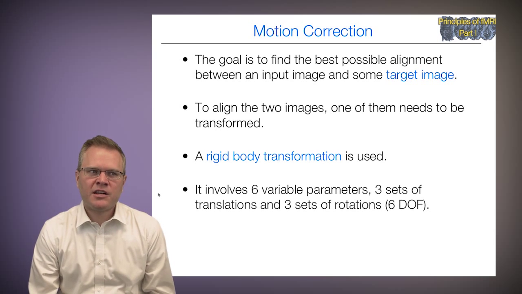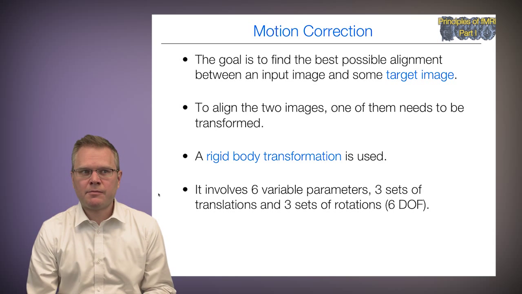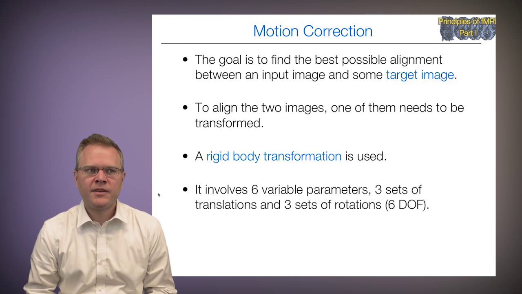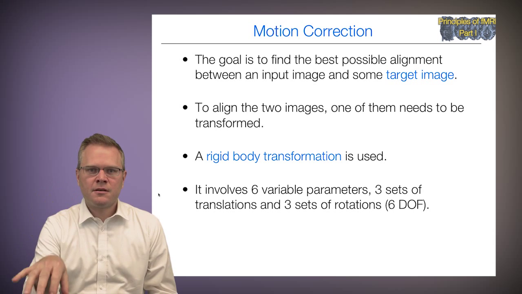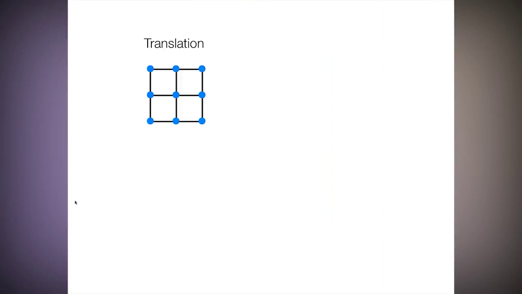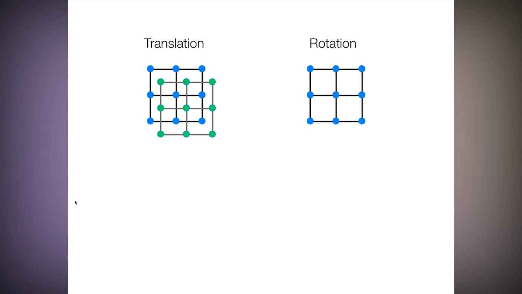A rigid body transformation involves 6 variable parameters. We have 3 sets of translations in the X, Y, and Z direction, and 3 sets of rotations: pitch, yaw, and roll. Here's an example of a translation. We might translate this in the XY direction. Here's an example of a rotation. We might rotate the image in a direction like that.